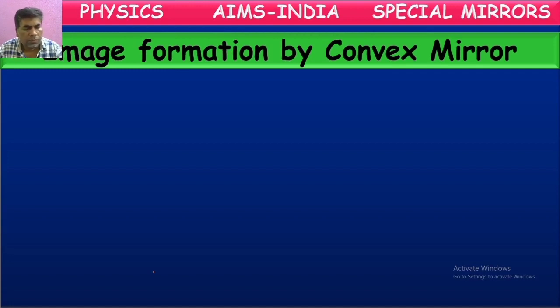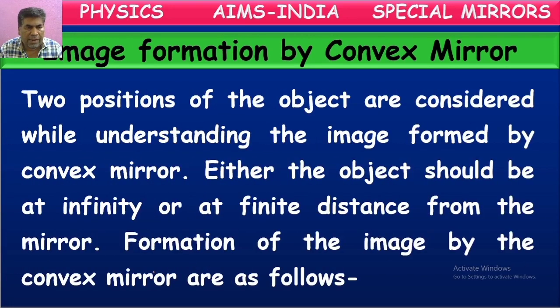Okay, next let us go to image formation by convex mirror. A convex mirror is a spherical mirror whose reflecting surface is curved outwards. If this is the mirror, the inner part acts like a hard surface, and the outer, curved outward part acts like the reflecting surface.